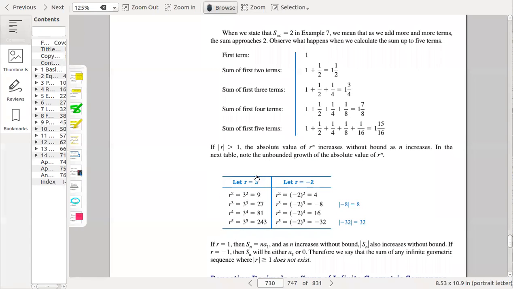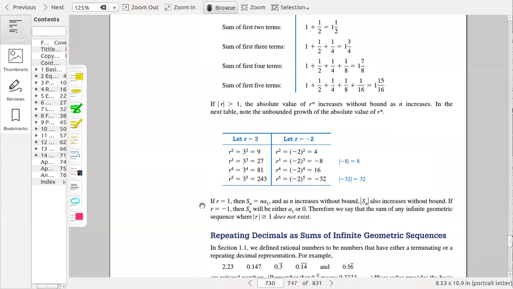Let r is equal to 3, r square is equal to 3 square, r cube is equal to 3 cube, so 9, 27, 81, 243. And if r is equal to minus 2, then r square is 4, then minus 8, 16, minus 32. If r is equal to 1, then Sn is equal to n a1, and as n increases without bound, Sn also increases without bound. If r is equal to minus 1, then Sn will be either a1 or 0.